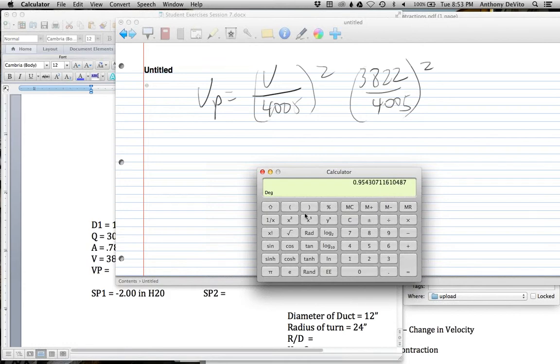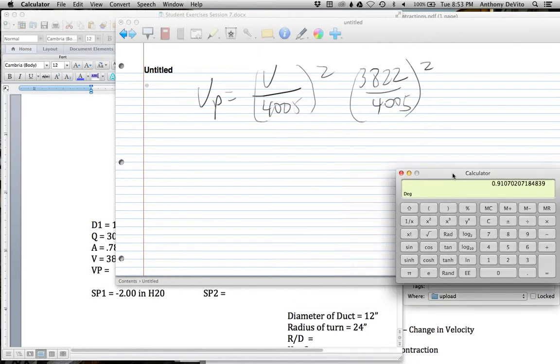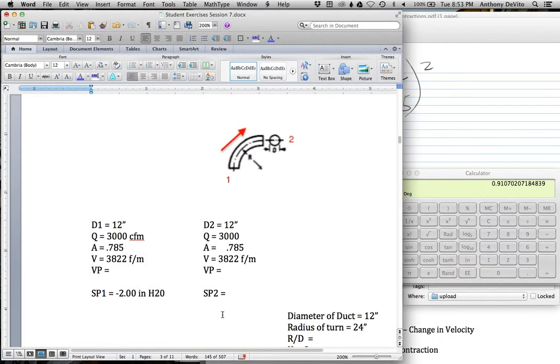Okay, I'm going to square that. And it's going to be equal to, did it square? Okay, good. It goes so fast on my screen, I didn't notice. I was looking away. 0.91. Okay, so 0.91 is the velocity pressure. Velocity doesn't change, so the velocity pressure doesn't change. And what are the units on that again? Always the same, inches of water.